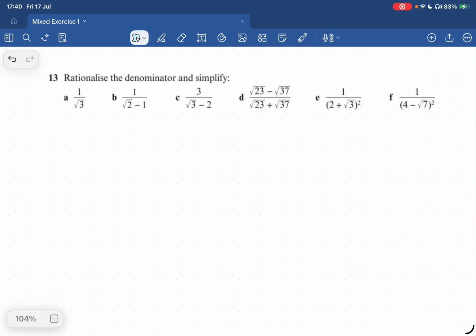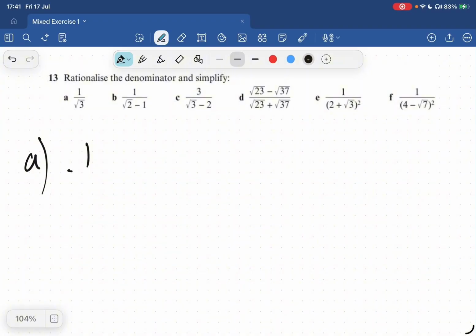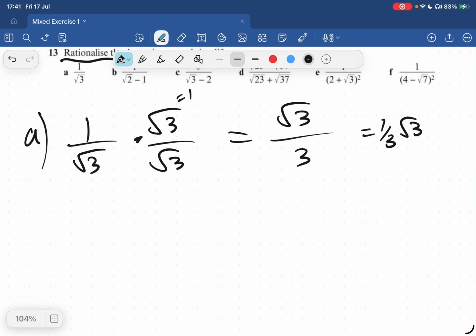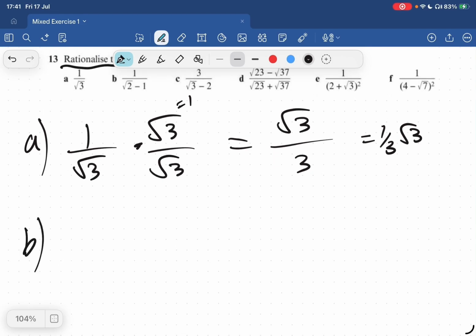Question 13, and we're rationalizing the denominator. So rationalizing the denominator, what does that mean? Well, we need to take out this square root 3 from the bottom. And how we do that is we times top and bottom by root 3. This is the same as just times it by 1, so we don't change the value. We get root 3 on the top, and the bottom we get normal 3. So this is a third root 3, hence we rationalize the denominator, which means there's no more square root on the denominator. Okay, let's pick up for the next questions.